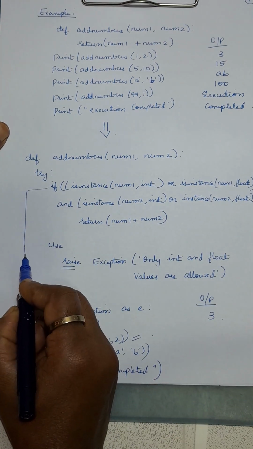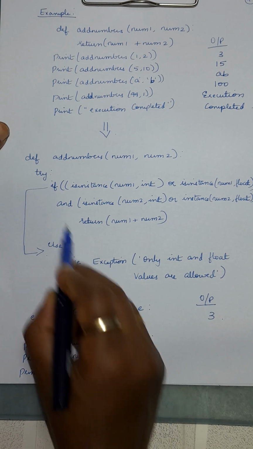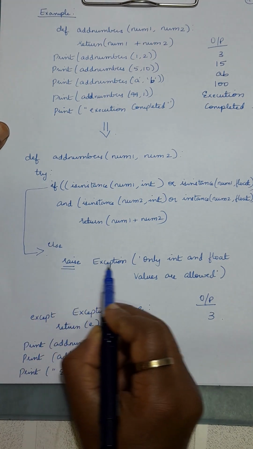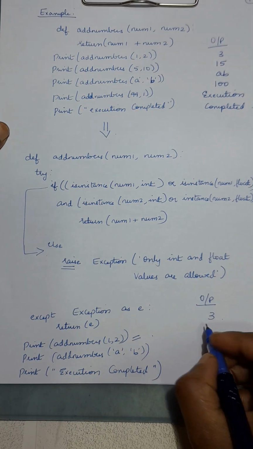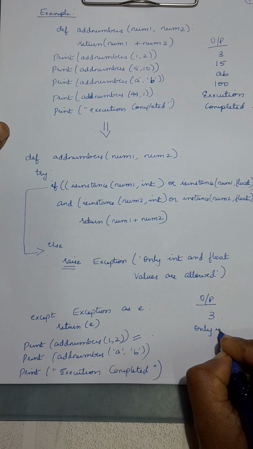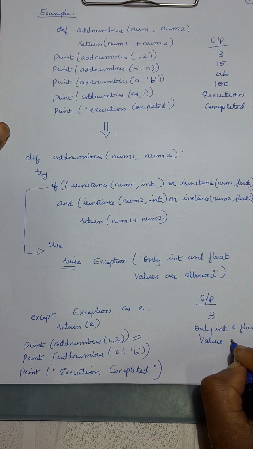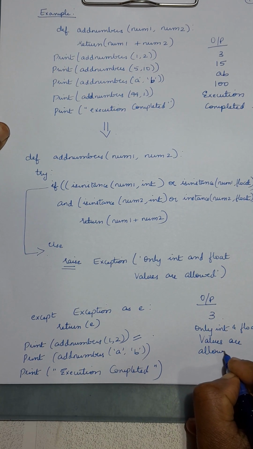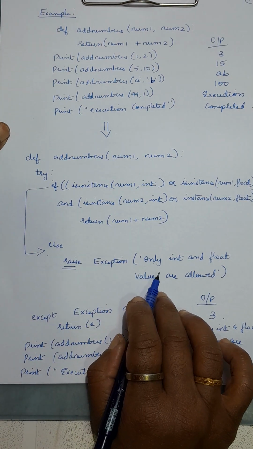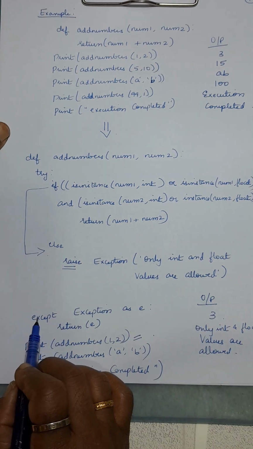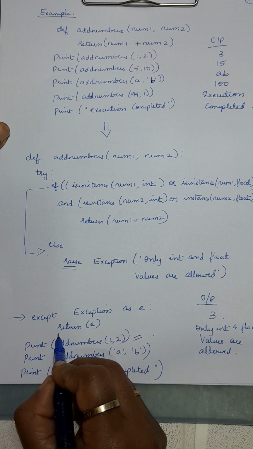Immediately it moves to the else part. Else raise exception. This is if, this is else. Within else it is raise exception: only int and float values are allowed. So I'll get the answer as only int and float values are allowed. This is my own sentence I have put here. Okay, this is raise exception, user defined exceptions. Fine. Then after that, except, if there are any other errors, except exception as e, return e.